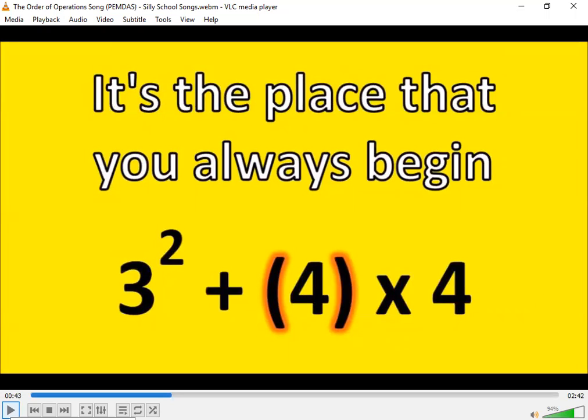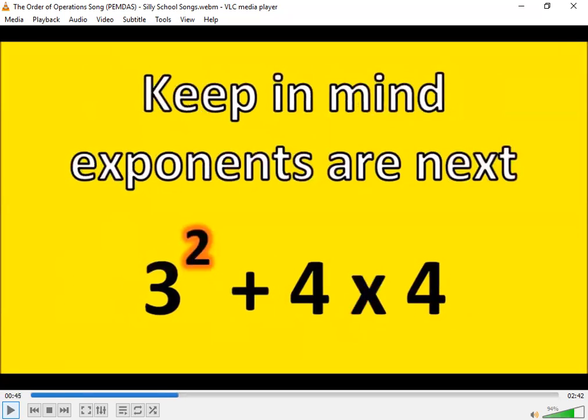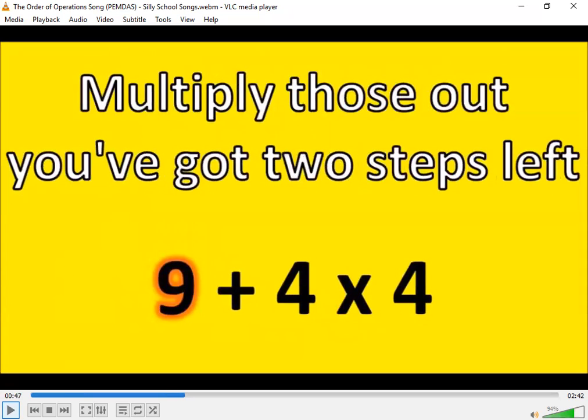According to the word BIMDAS now, which one are we going to start with? 3 to the power of 2. And what does 3 to the power of 2 denote? 3 multiplied by 3. Then we finished already the parentheses, which was the first step. And now we are going to move to the second step, which is 3 to the power of 2. Step 2. So we have to simplify the exponents. So the question becomes like this: 9 plus 4 times 4.